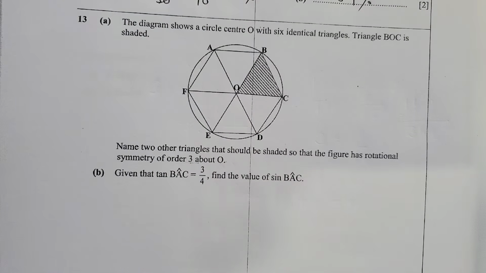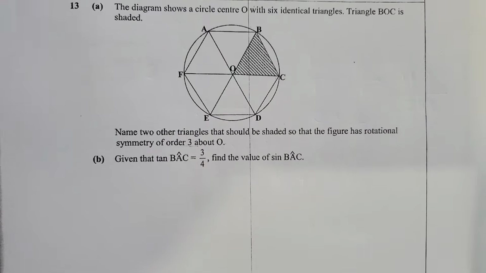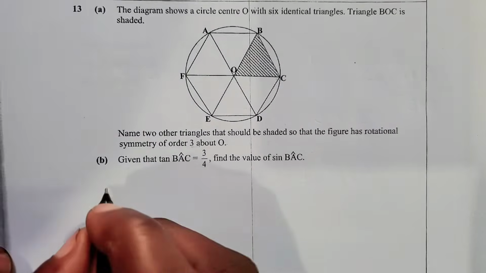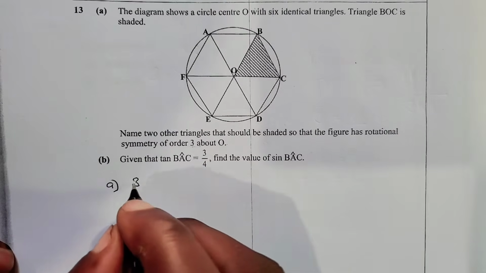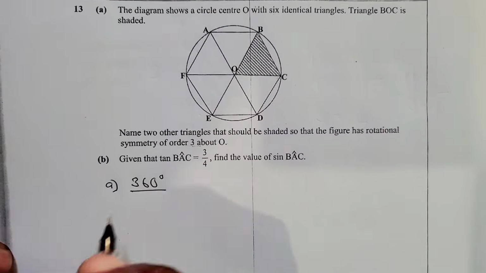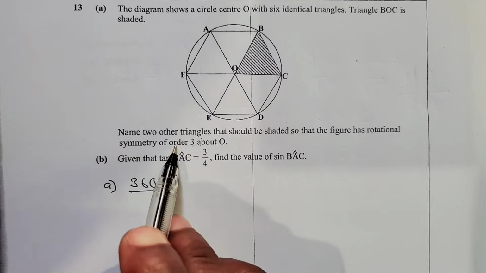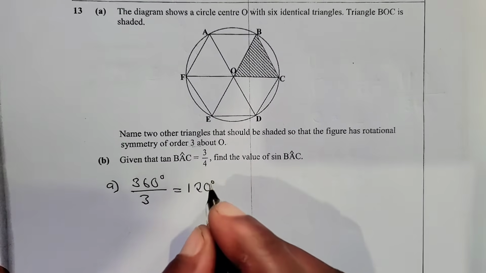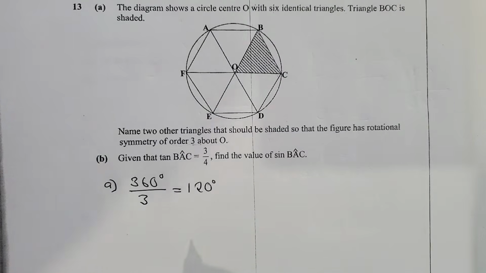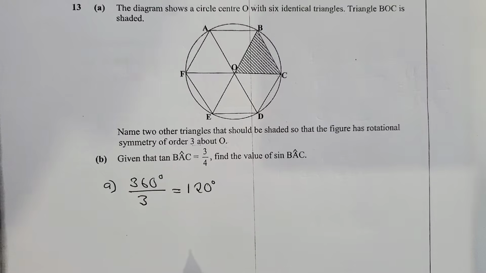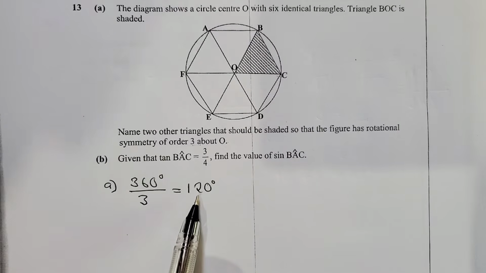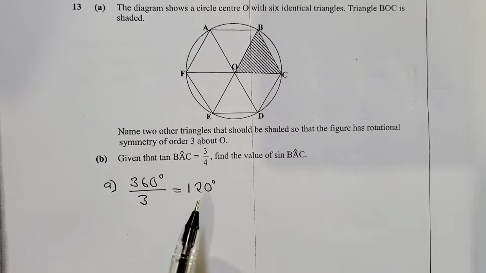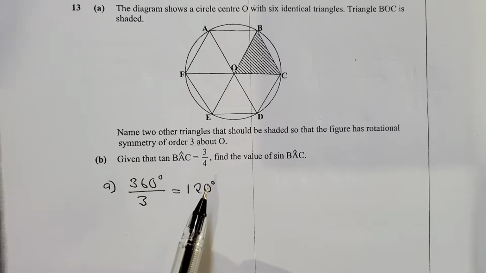This is what I mean. Listen. We're going to say 360 degrees divided by the order. We are told this is 3, so let's divide by 3. This gives us 120 degrees. So let's apply this.